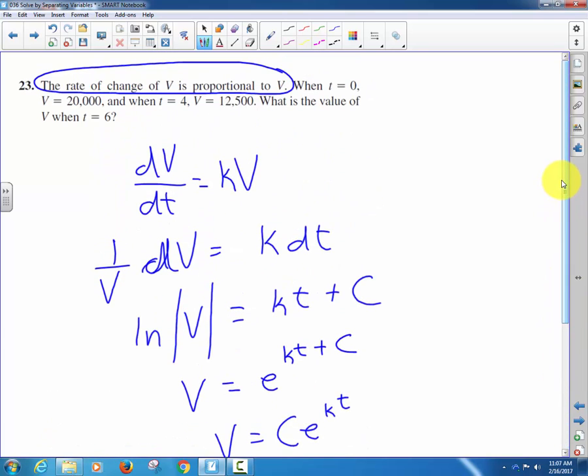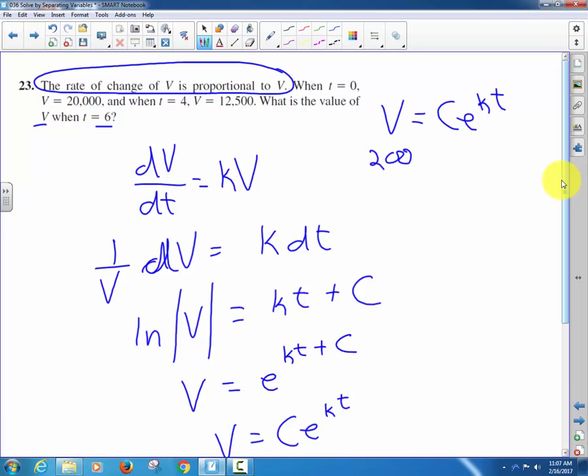Now, we want to know what V is when T is 6. So we've got V equals CE to the KT. How are we going to find out what V is when T equals 6? If I plug 6 in there now, I don't get anything but a bunch of letters. What can we do? Let's go back and use the other information and just see if we can get anywhere. Go for it, Ford. T equals 0, make V 20,000.